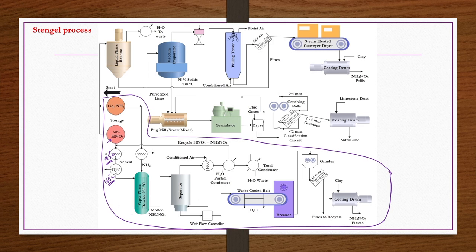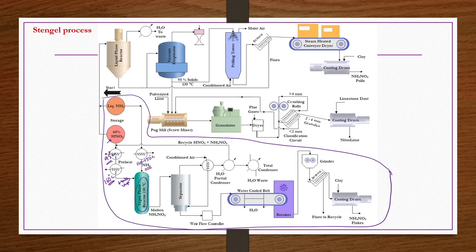Because this reaction is occurring in vapor phase, for that reason also this preheating and vaporization of HNO3 is required, not only the corrosion reasons. Whatever the ammonia is there, that is passed through a heat exchanger to vaporize by applying a temperature of 140 to 150 degree centigrade. So now you have ammonia vapors and HNO3 vapors. These vapors are taken into a vapor phase reactor to react.